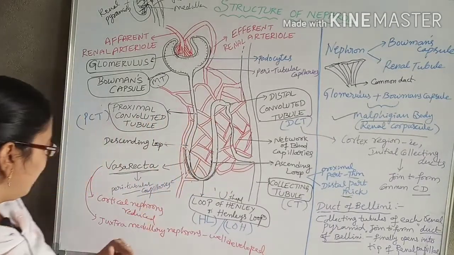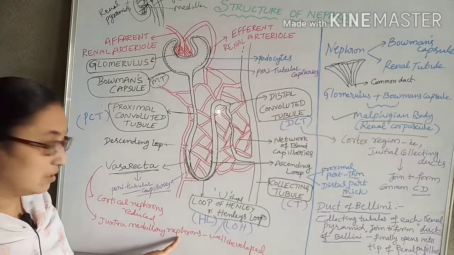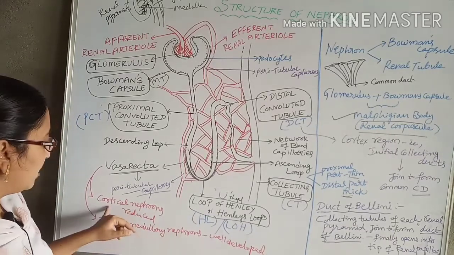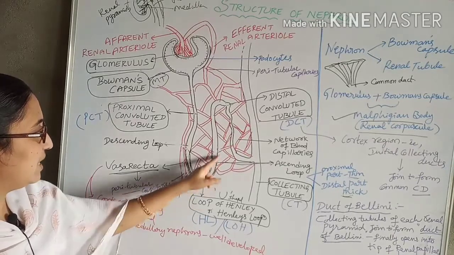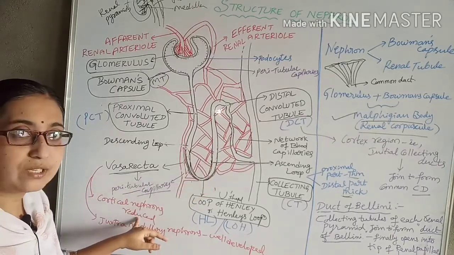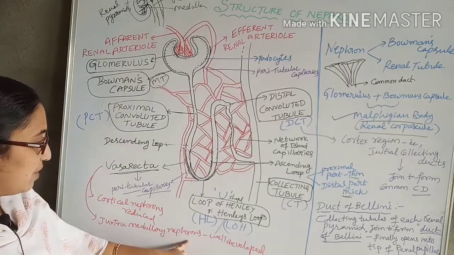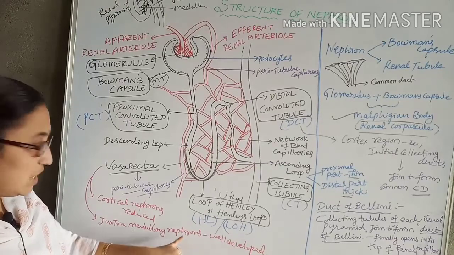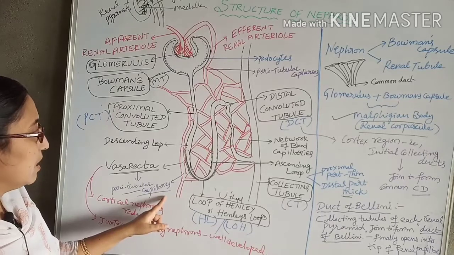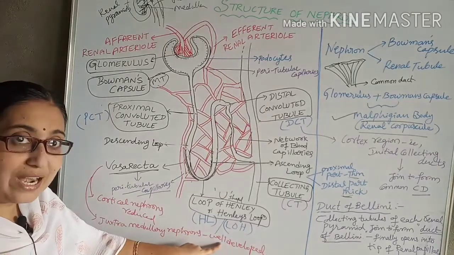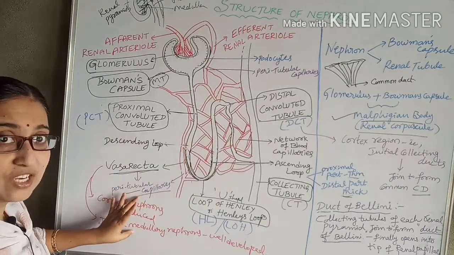Next one you have to remember is what are cortical nephrons and juxtamedullary nephrons. In the cortical nephrons, the peritubular capillaries which are present at the Henle's loop are reduced. Next, what are juxtamedullary nephrons? In the juxtamedullary nephrons, the peritubular capillaries are well developed at the loop of Henle. Okay, these two you keep in your mind.